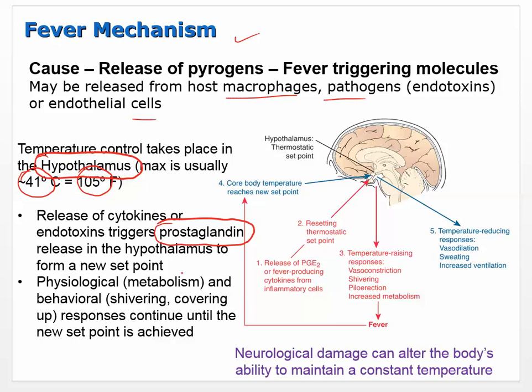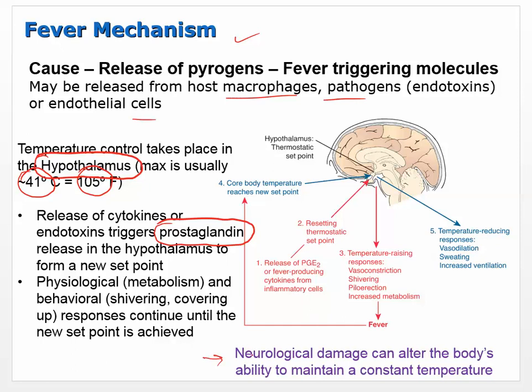And then we just have the normal response for when we're cold. Our body temperature is below what we want it to be. So we go through this physiological response: cell metabolism goes faster to produce more ATP, burn more glucose, and get the temperature up. And behavioral: shivering, covering up, needing a blanket. Your body's trying to get itself hotter. Responses continue until the new set point is achieved.